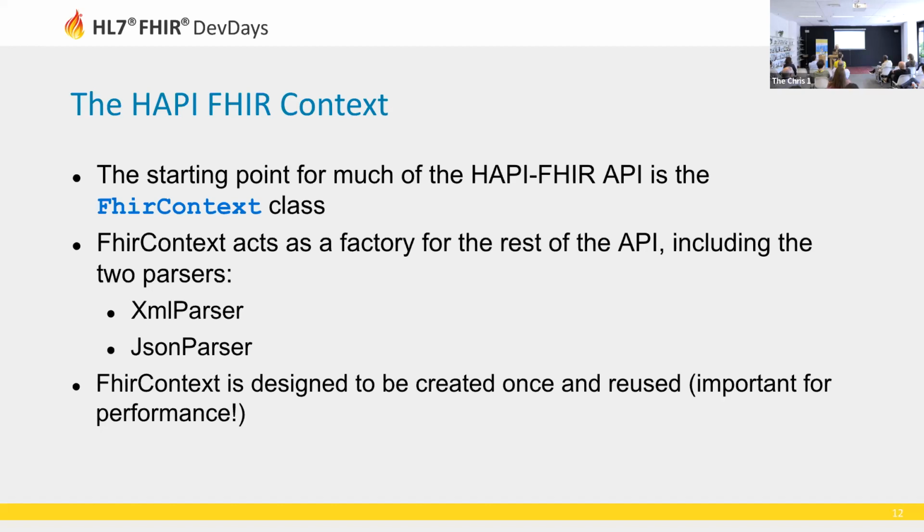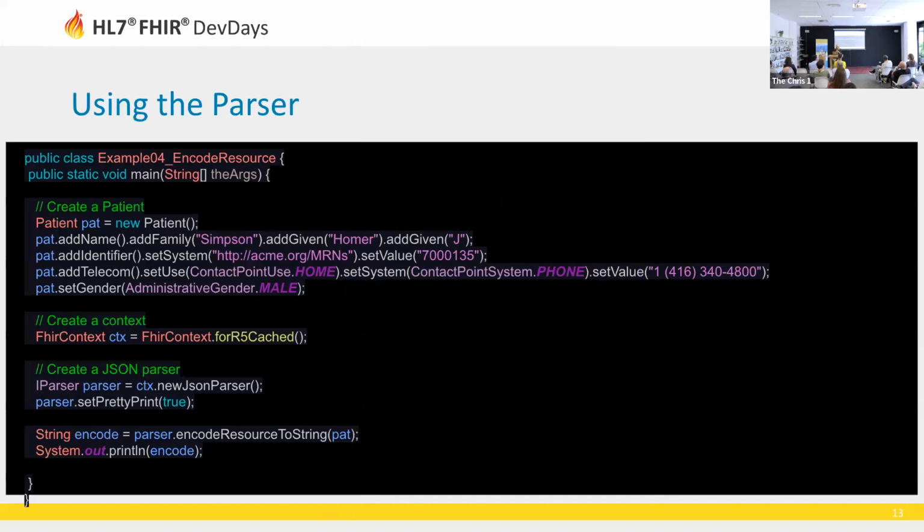I always want to stress the biggest anti-pattern in HAPI is creating multiple FHIR contexts. You should always be creating one and reusing it across the lifetime of your application. It's designed to be done that way. It doesn't leak memory or anything like that, so it's very safe to keep one, put it in a static variable or something like that. I'll say it again: don't create lots of FHIR contexts. It's a performance problem I've seen people have.